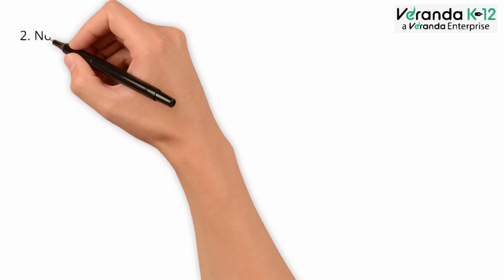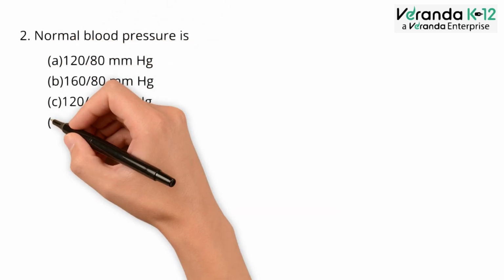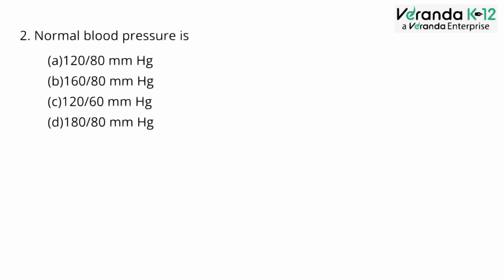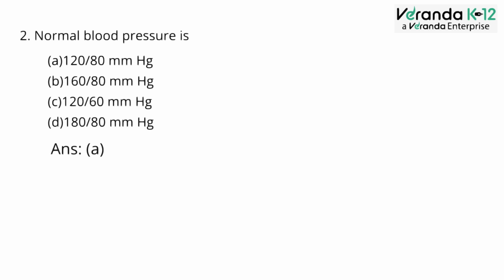Question number 2. What is the normal blood pressure? 120 by 80 mmHg is considered the normal range for adult blood pressure. This means 120 mmHg is the systolic pressure and 80 mmHg is the diastolic pressure. So the correct answer is option A, 120 by 80 mmHg.